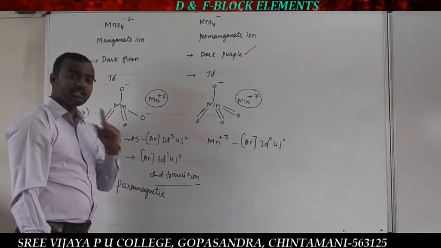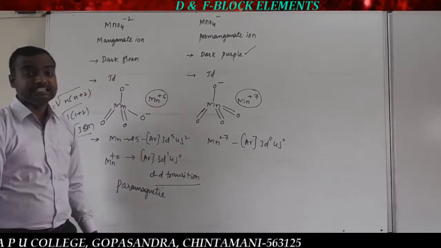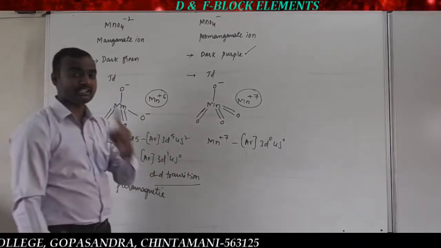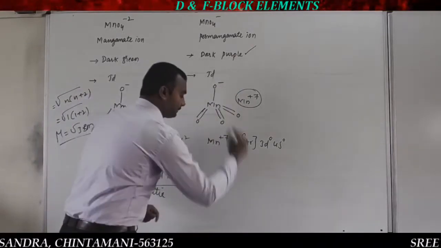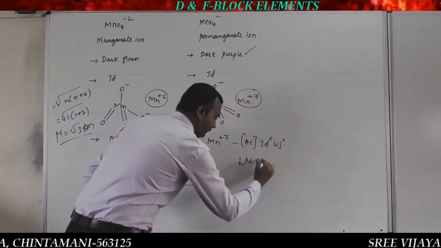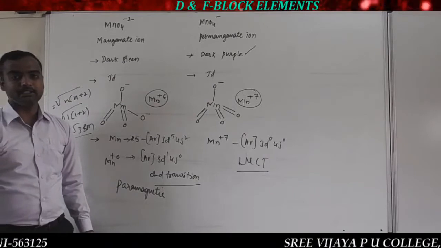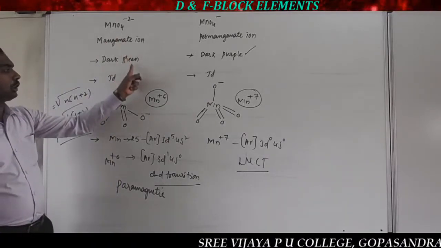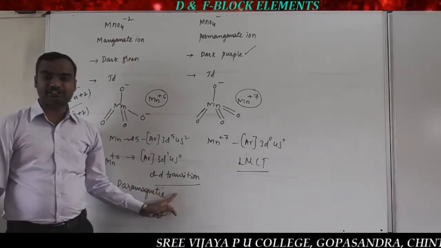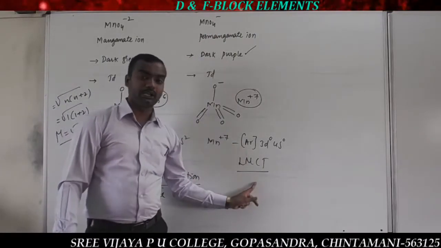Splitting happens but there are no electrons, yet it still gives a dark purple color. In the previous session I already explained that even though there is an absence of unpaired electrons in potassium permanganate, that is manganese +7, it exhibits a dark purple color solution. The dark purple color is because of a phenomenon called LMCT, ligand metal charge transfer. A very important difference: in manganate ion the dark color is because of dd transition, whereas in permanganate ion the color is because of LMCT.